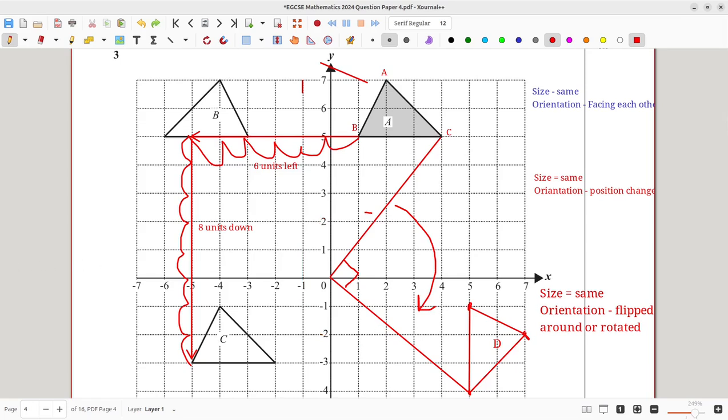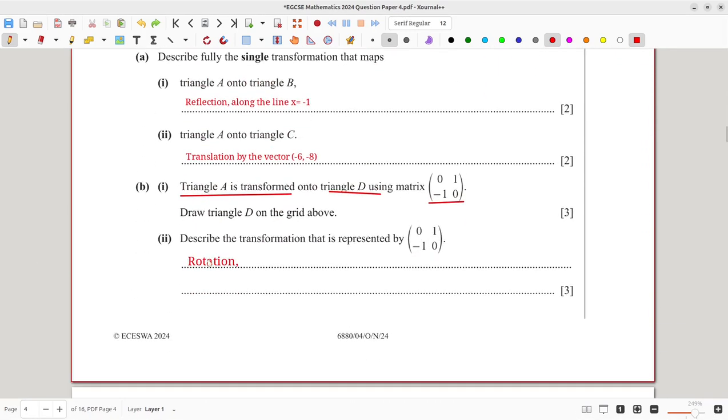So now let's explain this one. We already said this is a rotation about the origin by 90 degrees clockwise.